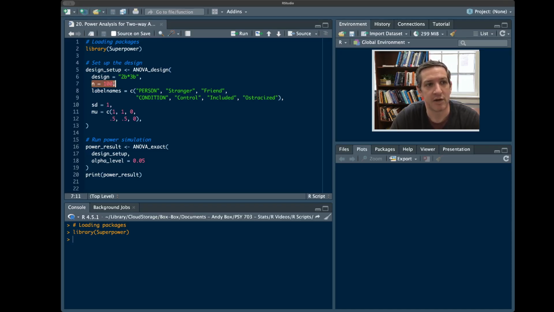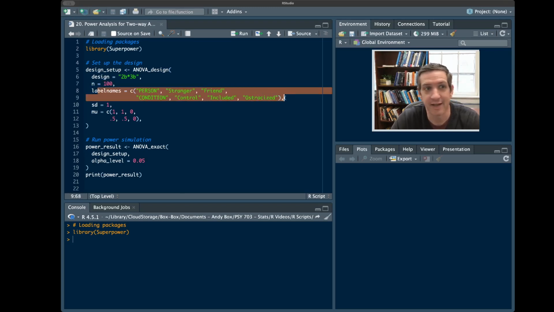Now, here I've told it n equals 100 per condition. So we have 6 conditions. That means there's actually 600 people in this design. Now, 600 people, that's not as crazy as it sounds. When you're computing power for statistical interactions, it's actually very humbling. You often need 600 or more people to detect even modestly sized interactions.